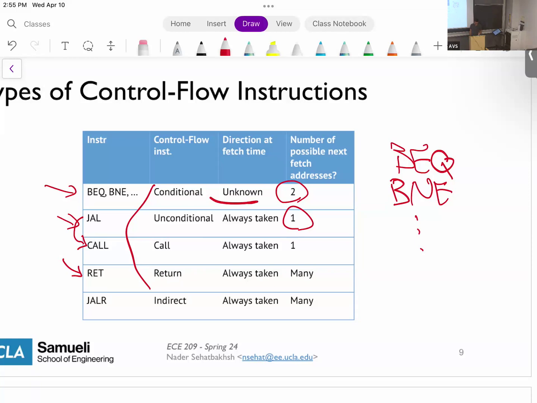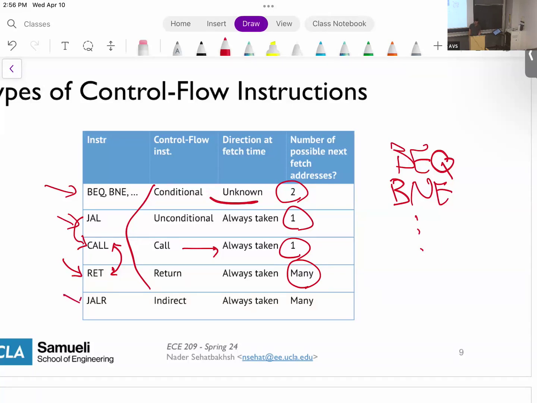The difference between the return and call is that the next address could be different, because you can return to any arbitrary location in your system, versus for call you always go to the beginning of that particular function. But for return, depending on where you have been called from, you could return to any other possible location. So the big difference between call and return is, for call I can predict where I go, but for return I cannot. So that's a very big difference.